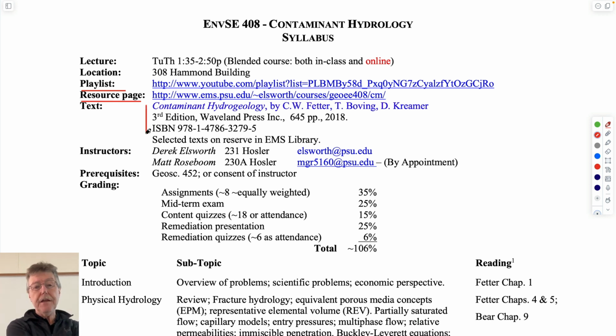It's by Colin Feder. Was by Colin Feder. It's now by two other co-authors. It's Contaminant Hydrogeology. Available in the bookstore if you want it. I don't know what books are now. They're $50 to $100, I would imagine. I'm not sure that a huge number of students buy it.